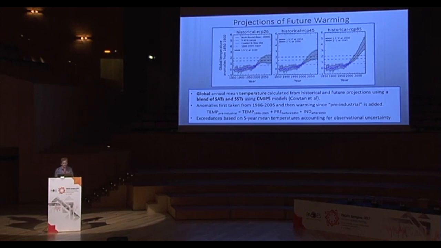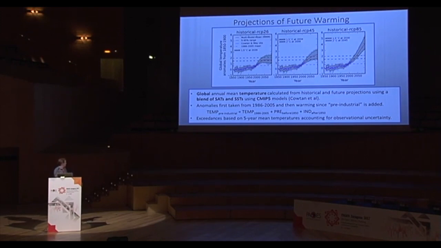For the setup we're using, we're looking at global annual mean temperatures. Everything I show will be global annual mean temperatures. But unlike a lot of studies, we're looking at a blend of surface air temperatures (SATs) and sea surface temperatures (SSTs). The reason is that we think the way we are going to say whether we have passed 1.5 or 2 degrees is by using blended temperature data sets such as HadCRUT4, which is a blend of SATs and SSTs. So when we're using models, it's important to use the same thing.